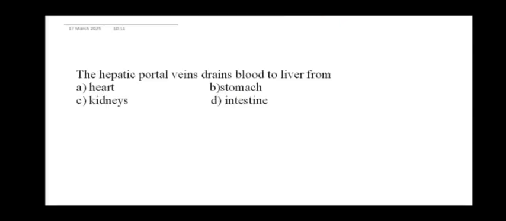Okay, now see one more question regarding the hepatic portal vein. The hepatic portal vein drains the blood to the liver from where? The options given are heart, kidney, stomach and intestine. So after discussing the whole hepatic system, which comprises the two capillary beds of the intestine and the liver, the answer should be D. Okay, so we will go with the D option. Fine. I hope this is clear to you.